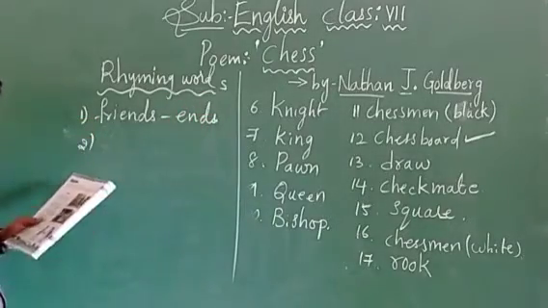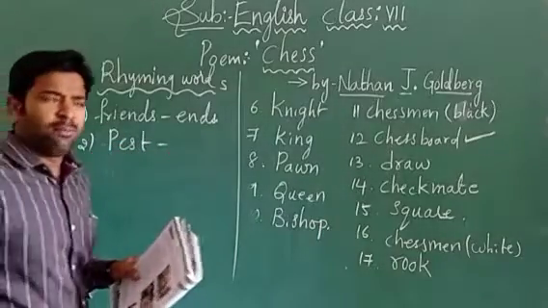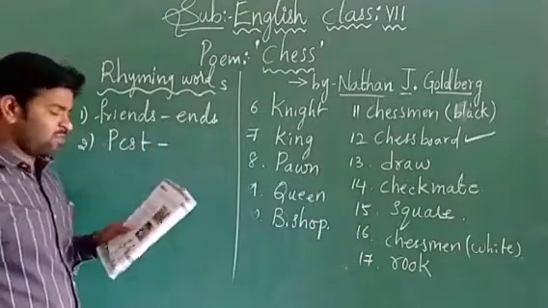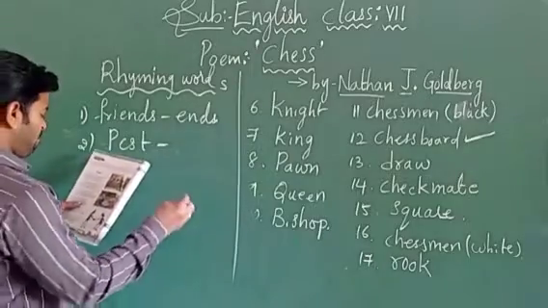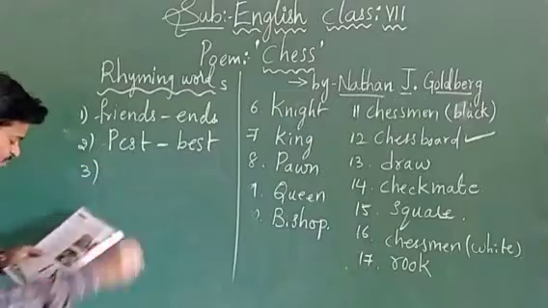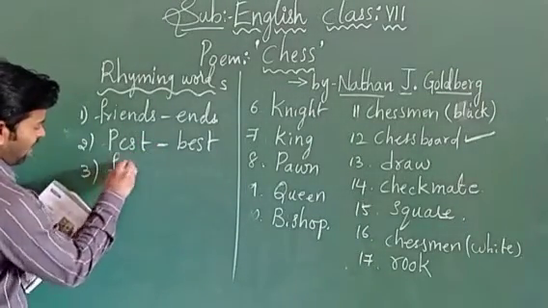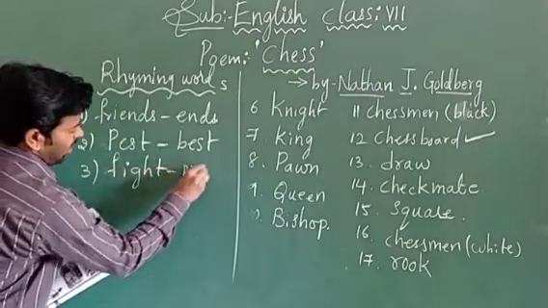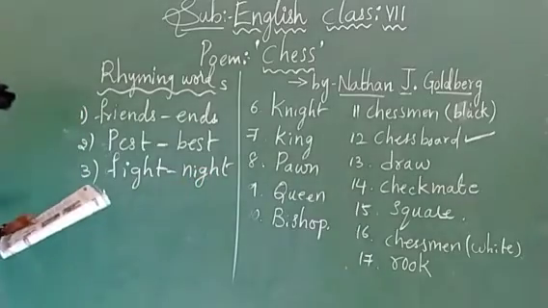Next, second is pest. I told you already the meaning of pest, children. Pest is nothing but one kind of insect which causes irritation for us, or makes a nuisance also. Pest, best. Third one is fight. F-I-G-H-T. Fight. Night, N-I-G-H-T, night.